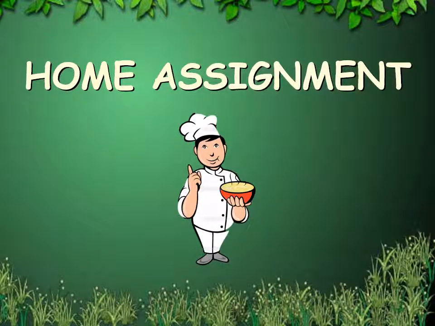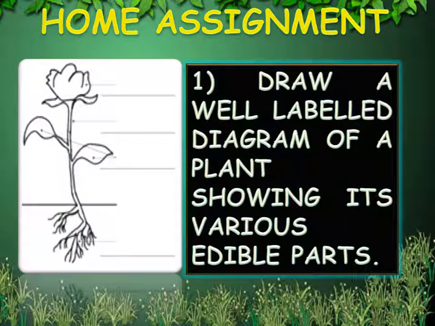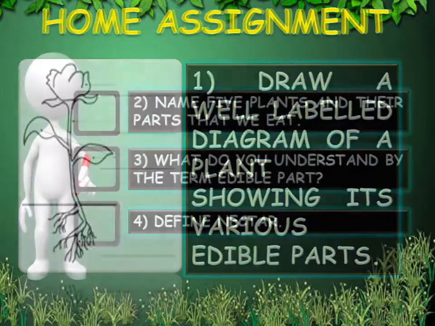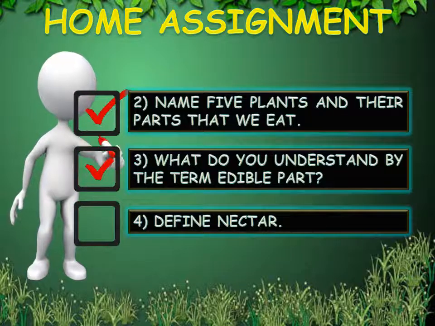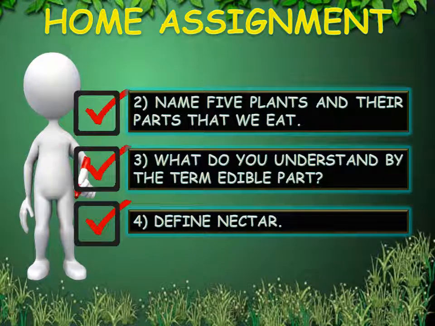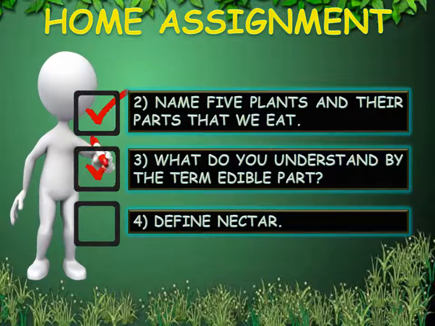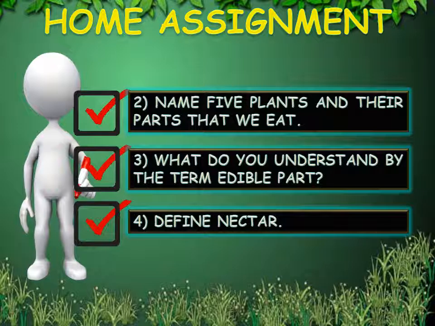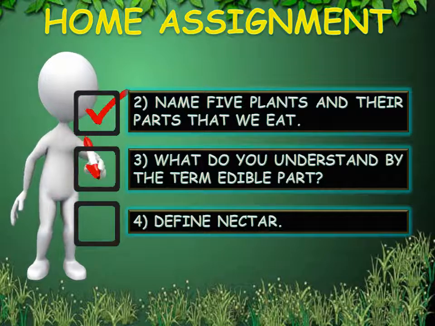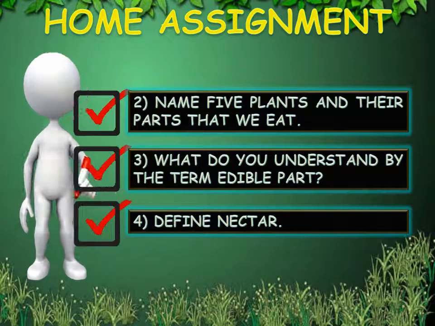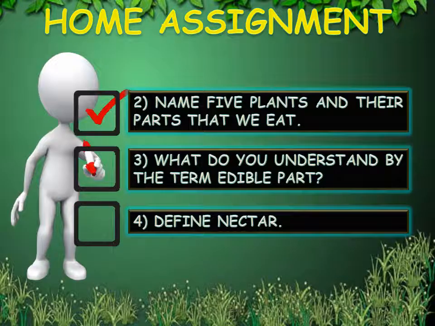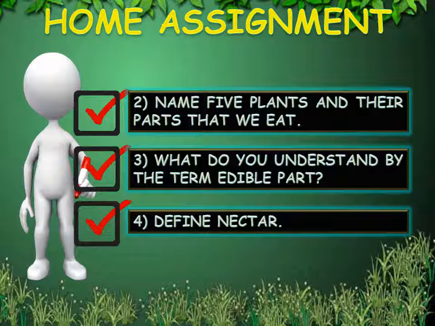Time to note down home assignment. Question number 1. Draw a well-labeled diagram of a plant showing its various edible parts. Question number 2. Name 5 plants and their parts that we eat. Question number 3. What do you understand by the term edible part? Question number 4. Define nectar.